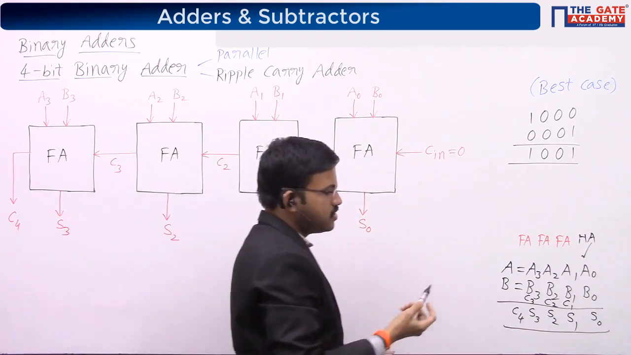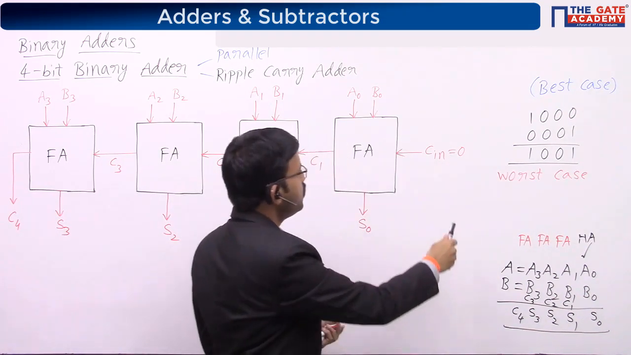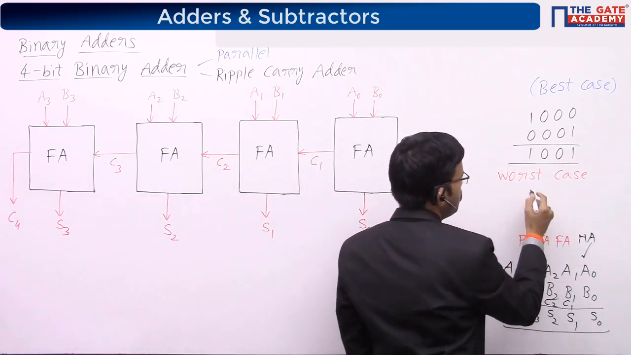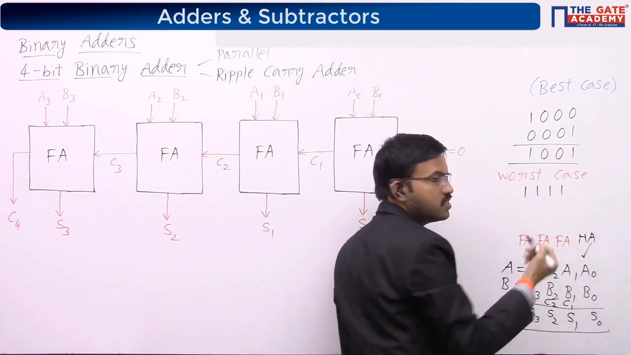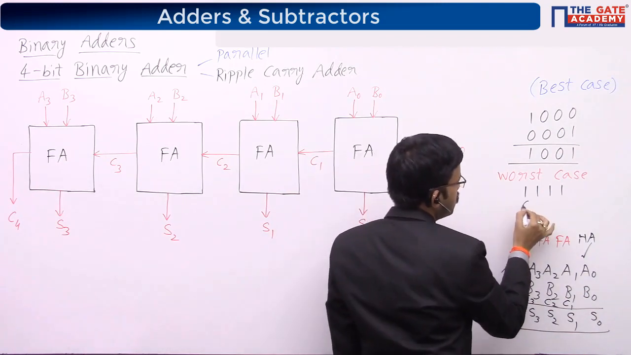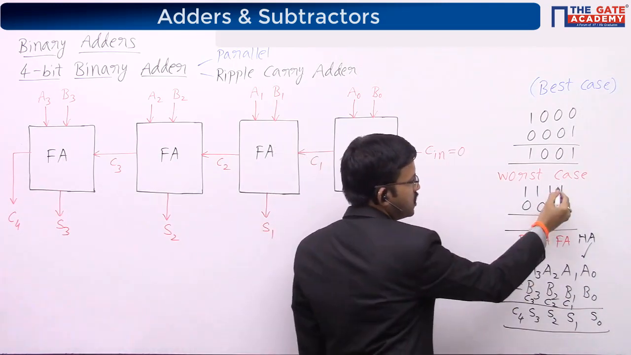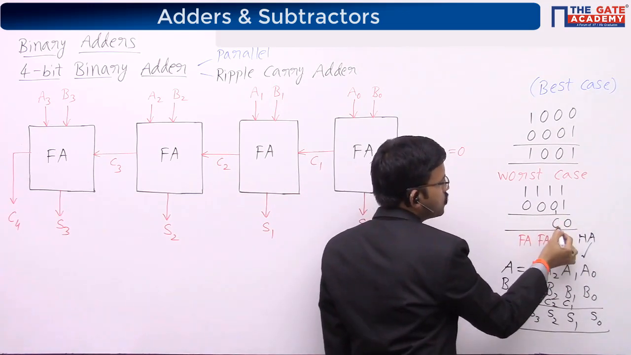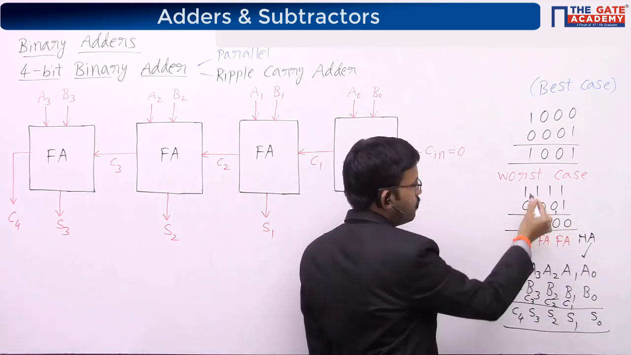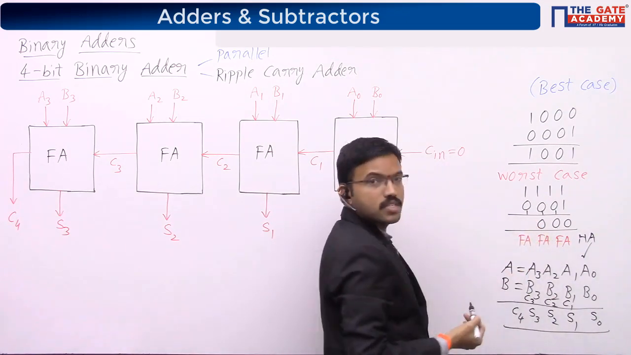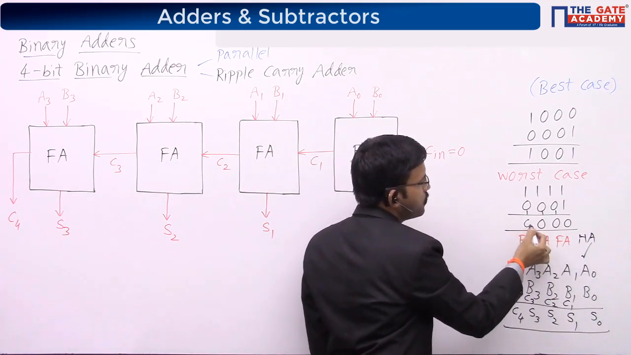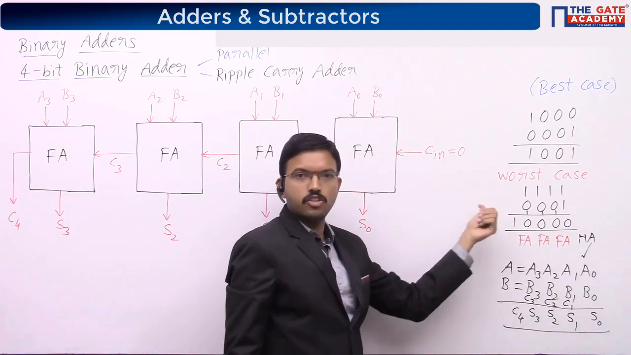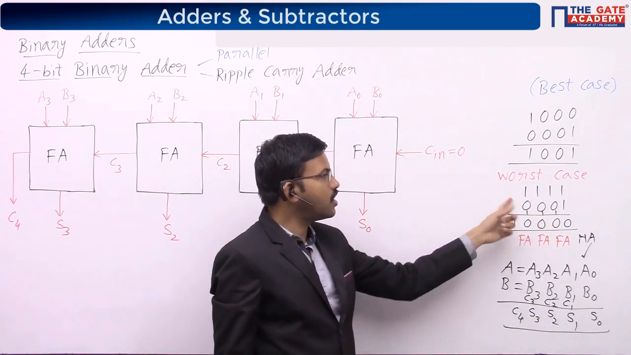Next one is the worst case. Here carry propagation will take place through all the stages. Suppose I consider the numbers like this: A is 4 ones, B is 0001. Here 1 plus 1 is 2, sum is 0, carry is 1. 1 plus 1 is 2, sum is 0, carry is 1. 1 plus 1 is 2, sum is 0, carry is 1. 1 plus 1 is 2, sum is 0, carry is 1. If you observe, the carry is propagating through all the stages. This is called the worst case.